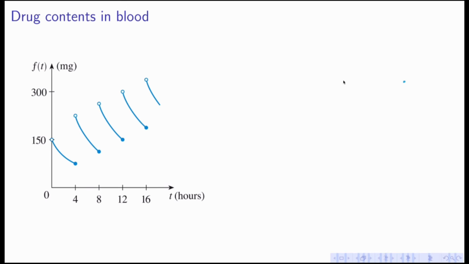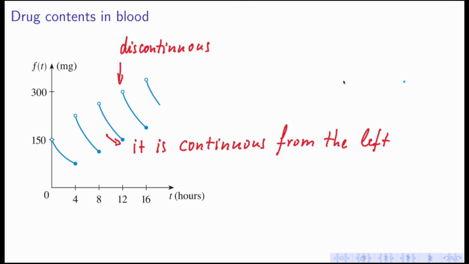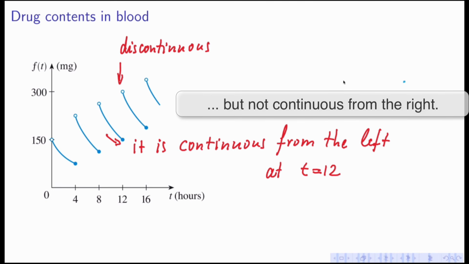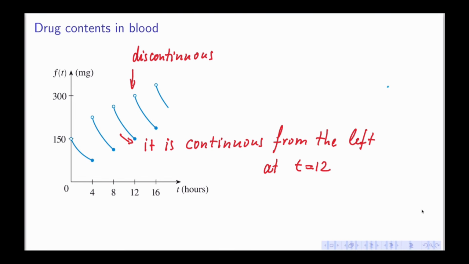Let's look at one-sided continuity for the drug contents. So we know already at this point it is discontinuous, but maybe it is one-sided continuous, and of course it is. You can come from the left and you approach this point. So it is continuous from the left at the point 12, and also at the point 4 and 8 and 16, etc.